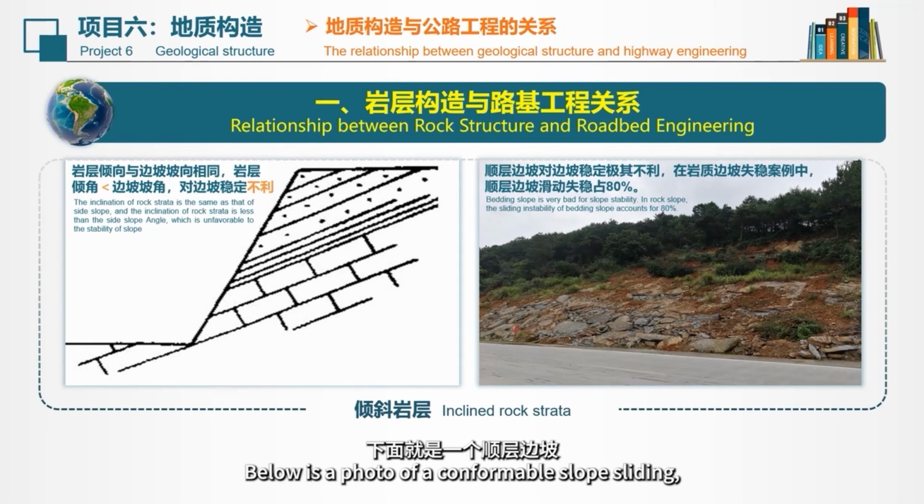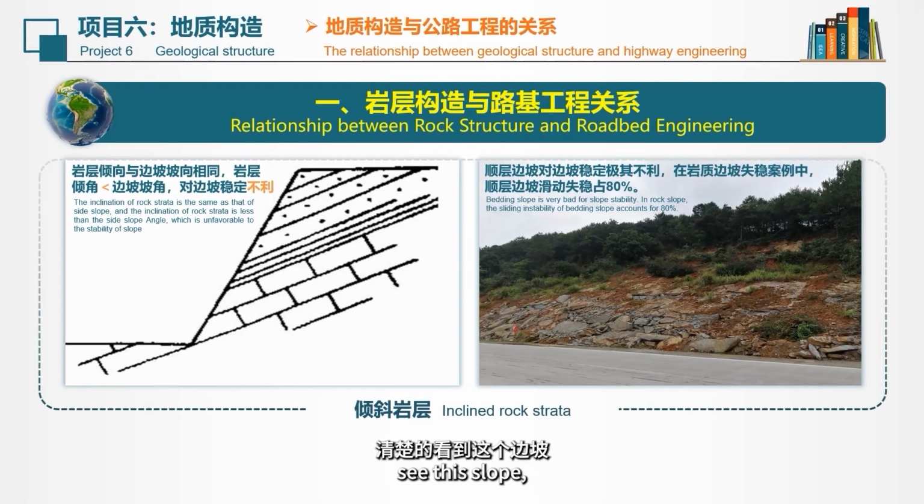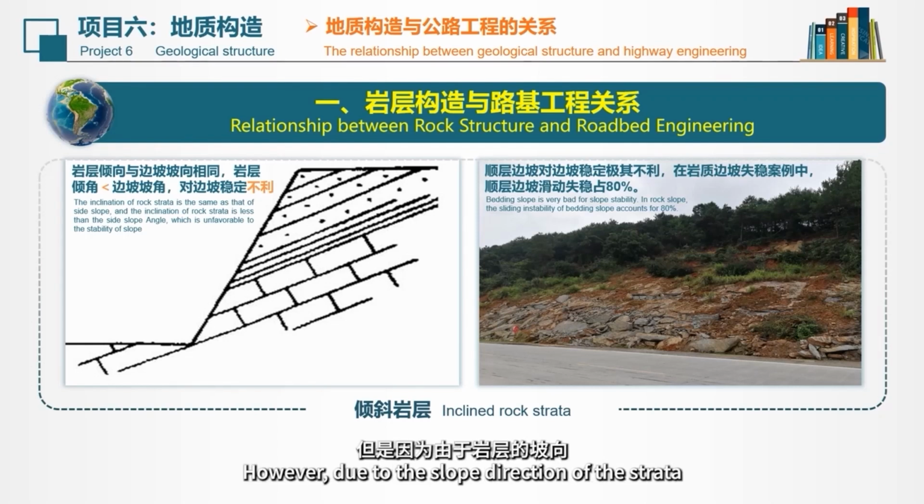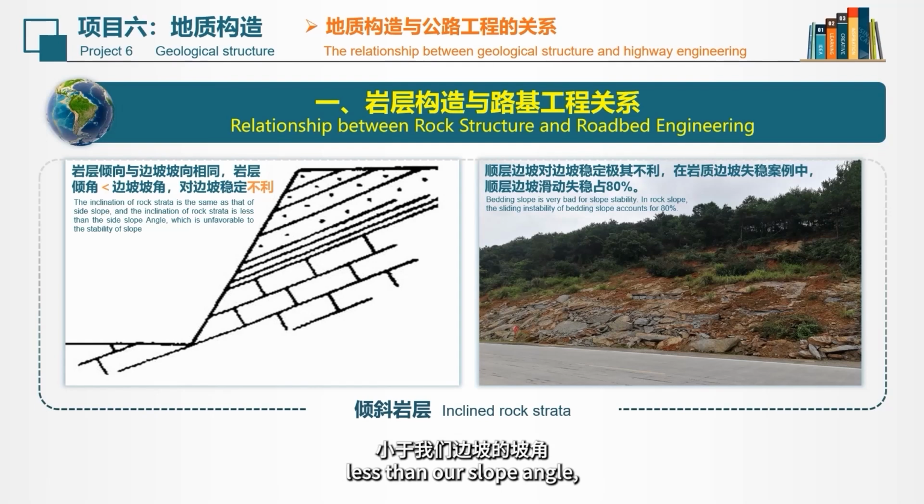Below is a photo of a conformable slope sliding, where we can clearly see this slope. It isn't very steep, and the rocks are relatively fresh. However, due to the slope direction of the strata being the same as the slope direction of our slope, and the dip angle of the strata being gentler, less than our slope angle, this slope slides along the stratal plane.